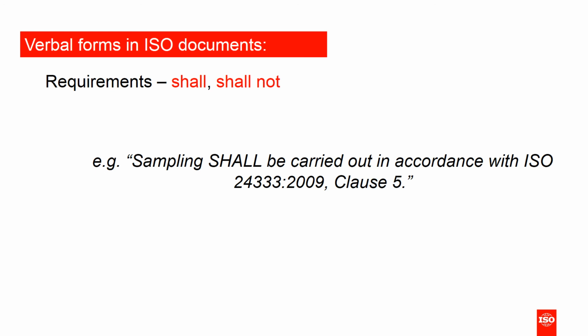When specifying a requirement, use the word shall. For example, sampling shall be carried out in accordance with ISO 24333-2009 Clause 5. This means the user of the standard has to carry out sampling in accordance with that reference document without fail.